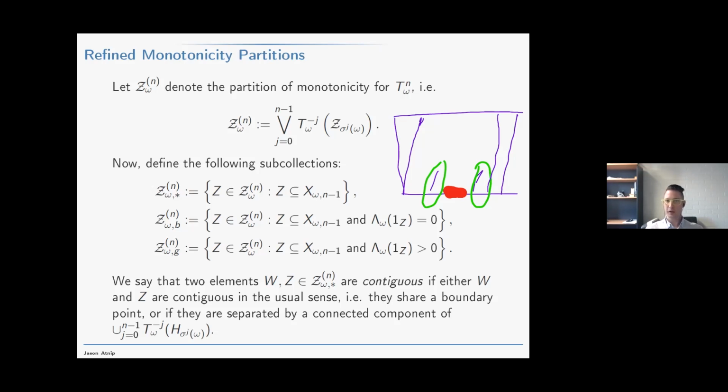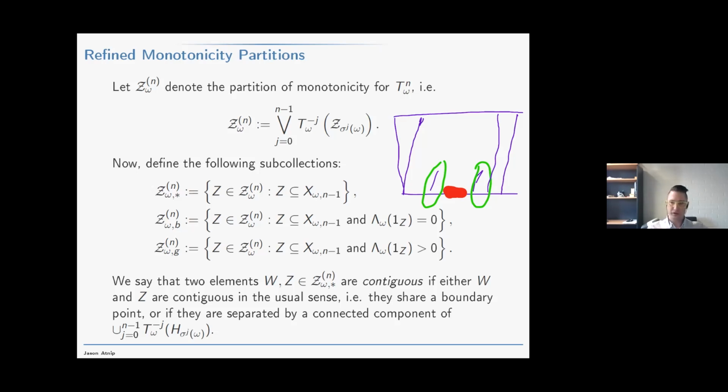So at the beginning, we said Z omega 1 was our partition of monotonicity for our map T omega. We're going to let Z omega n be the partition of monotonicity for our maps T omega n. Okay, and now we define these special subcollections. So these Z omega stars are just going to be all the partition elements which are contained in our survivor set. We can calculate from our lambda functional that if you're not contained in one of these survivor sets, you're automatically going to have your functional value being 0. So like measure 0, which is what we'd expect because we expect our measure to be supported on our surviving set. Okay, but from there, we need to further define these collections of good and bad intervals.